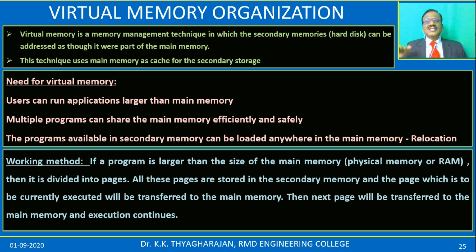Then the next page will be transferred to the main memory and execution continues. Because all the pages may not be directly stored in the main memory because the program is large. So the program is transferred part by part and executed. So the virtual memory organization method helps to act the main memory as a cache for big programs.